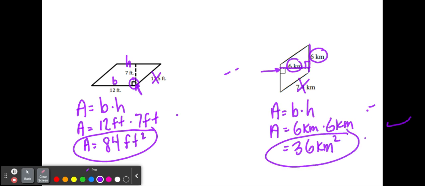Okay. So those are 4 examples. And now I want you to go on and try some on your own.